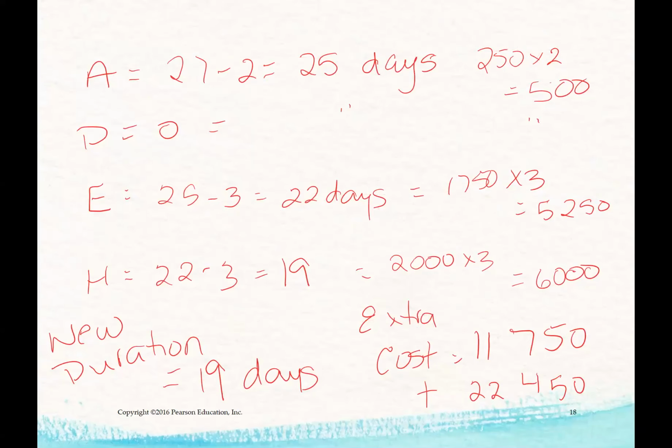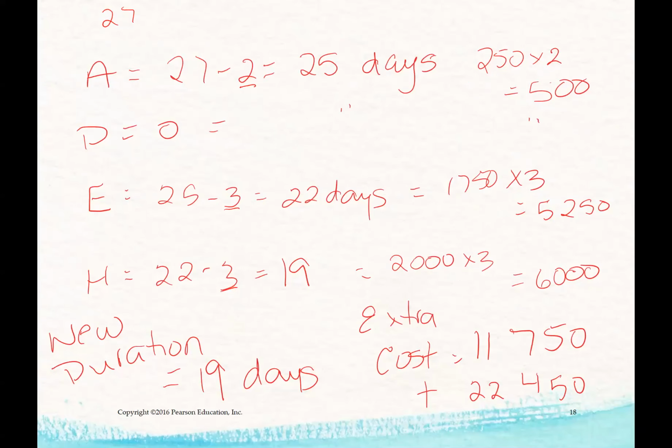A is our duration we figured out earlier. The actual duration of our project is 27 days. So we're taking our actual duration of 27 days, and now we're subtracting the crash numbers as we go through and crash each of these activities. So we want to start crashing from the cheapest to the most expensive. A is the cheapest. It's $250 a day, so we want to crash A first.